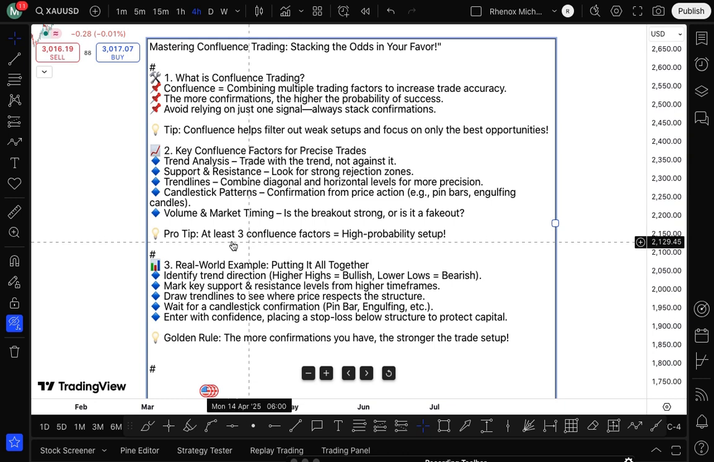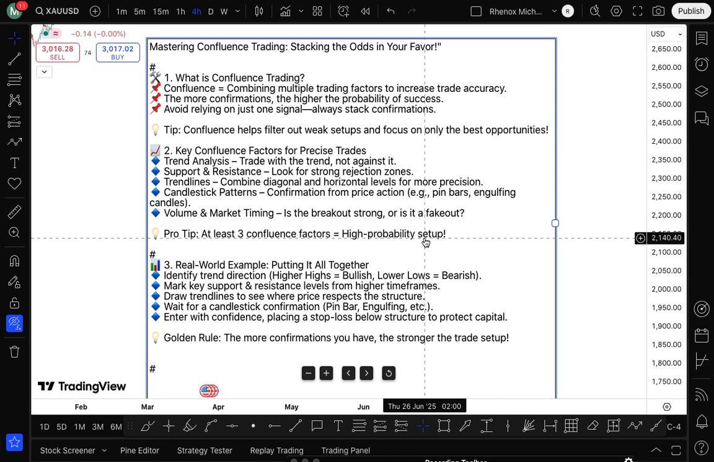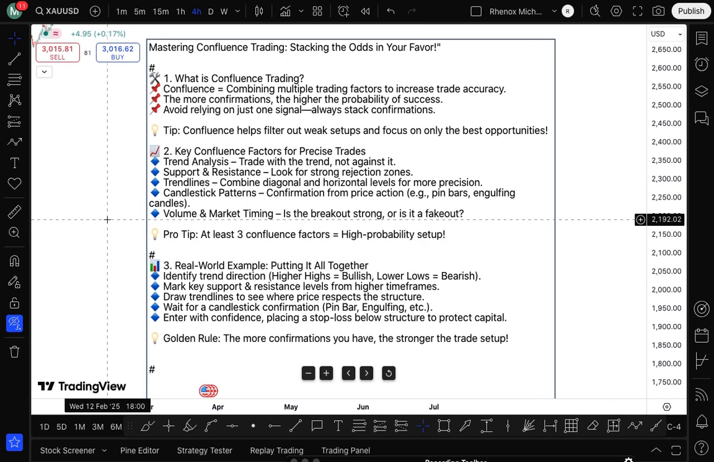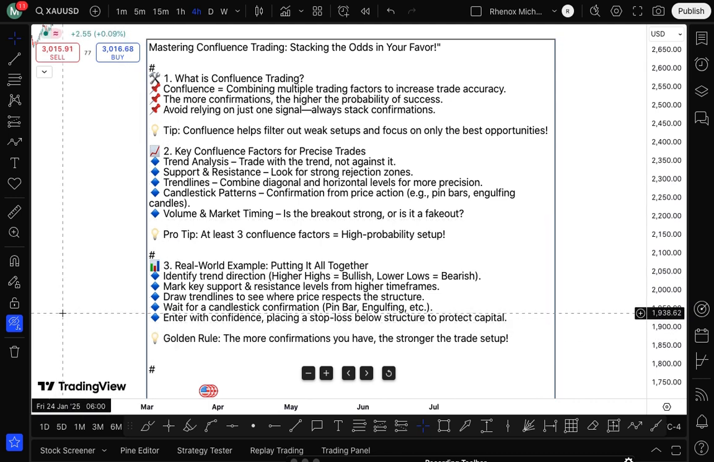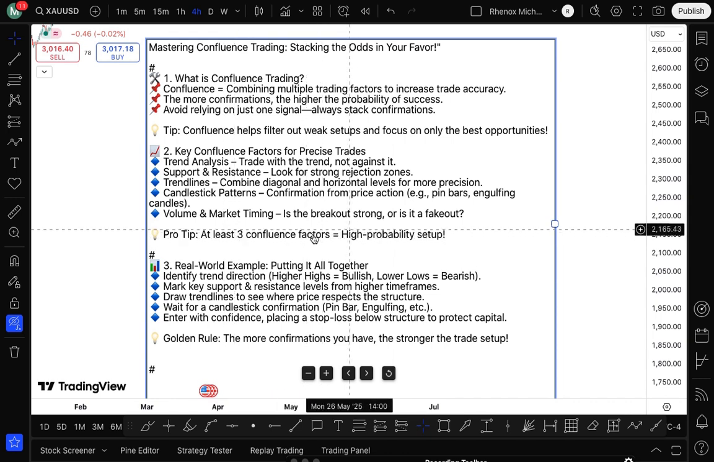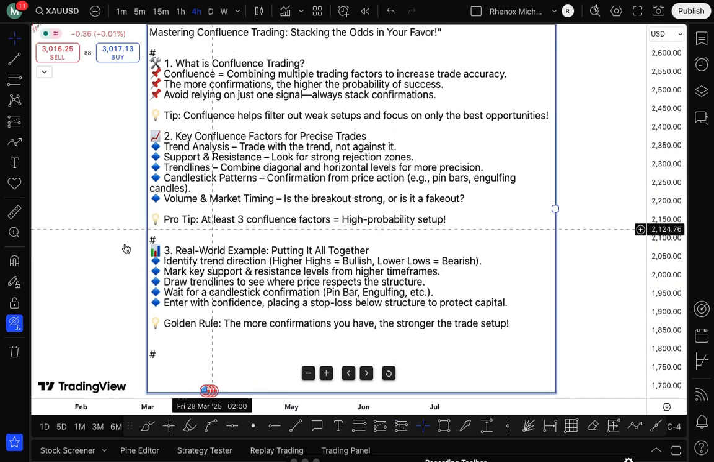Now, a pro tip for you guys. At least 3 confluence factors gives you high probability trade setups. When you have up to 3 confluences, that is 3 confirmations, that gives you a very clear affirmation on that particular trade. That will help you to build trust in that trade. So when you have 3 confluences, that's a high probability setup for you. Make sure to keep this in mind.